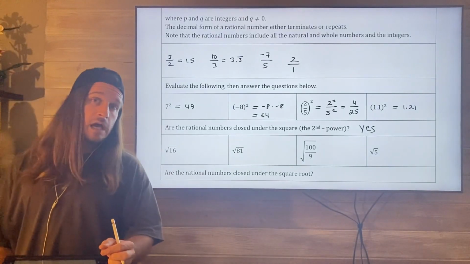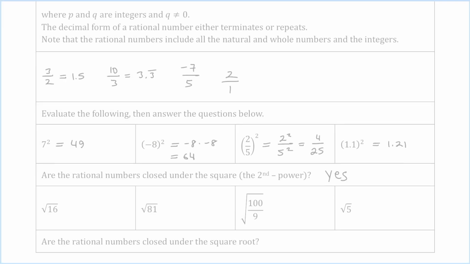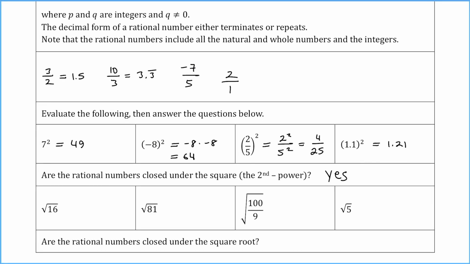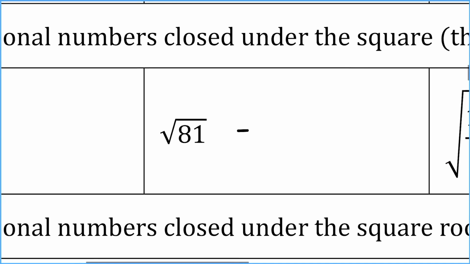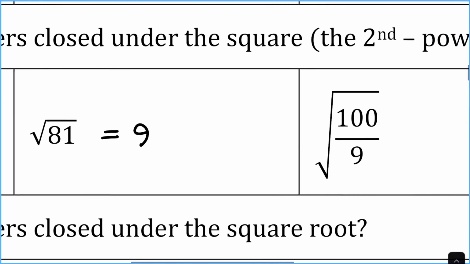So let's try something else. Let's see if we can break out of the rational bubble. Here, let's do the square root. The square root of 16 is 4. 4 is a rational number, all right? How about the square root of 81? Square root of 81 is 9, all right? 9's rational, so we're not getting anywhere yet.